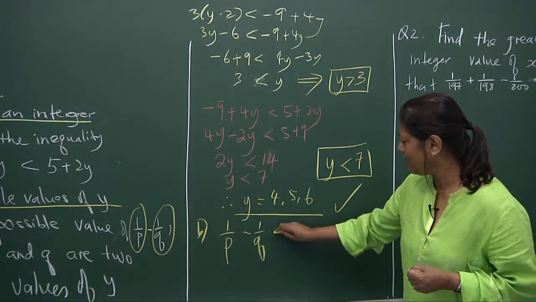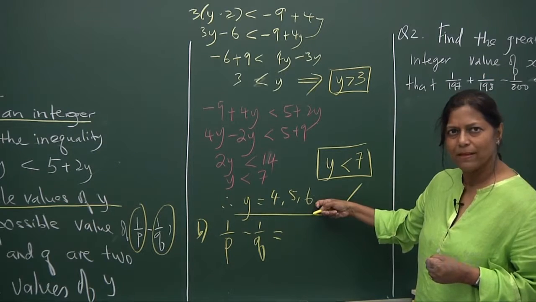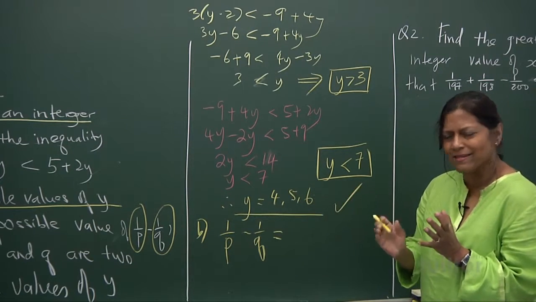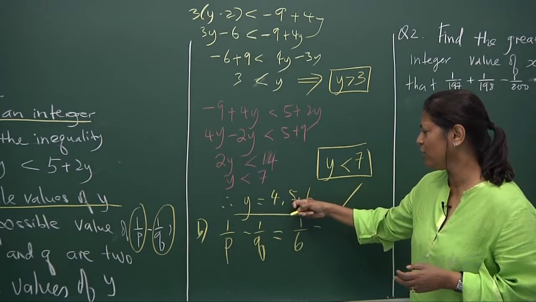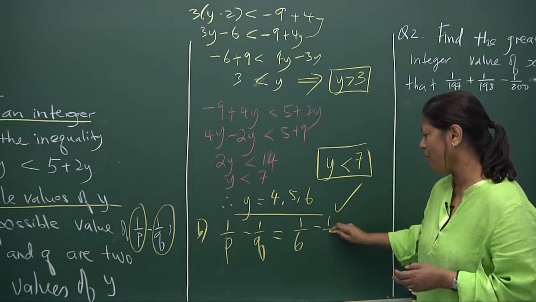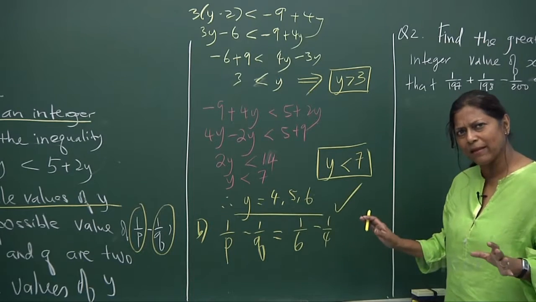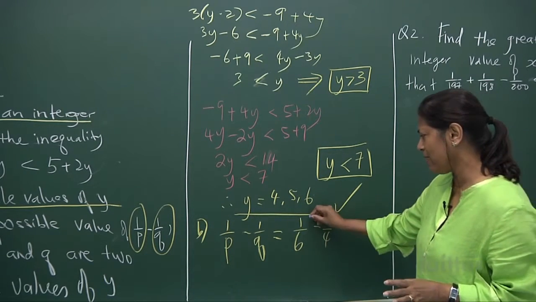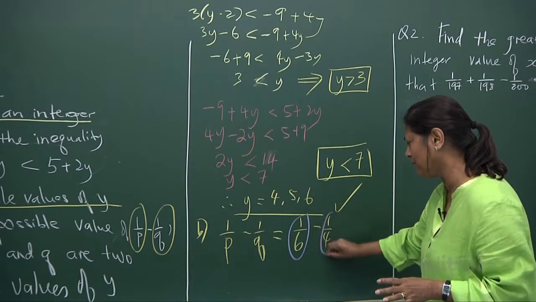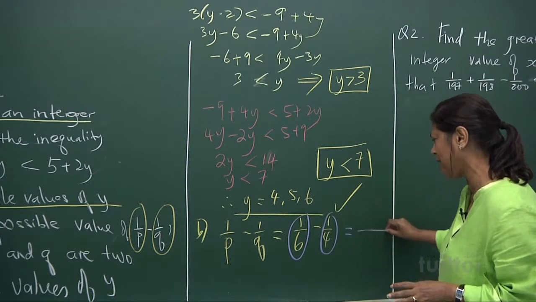If I put B as 1 over 6, because I want the least and I want a smaller fraction, minus the Q, I take it as 1 over 4, because the gap will be big. If you look at that again, 1 over 6 minus 1 over 4. Let me do this first and show you why I did that.